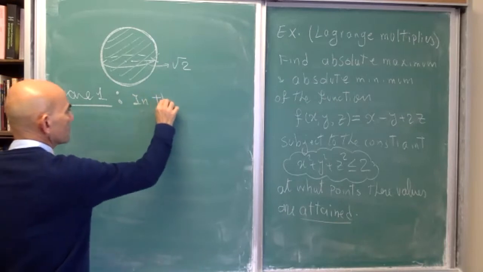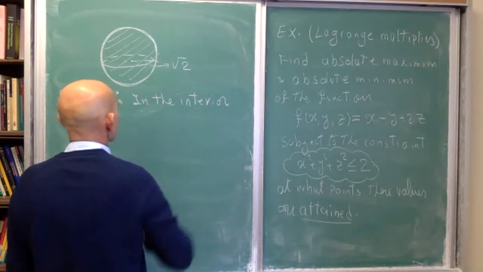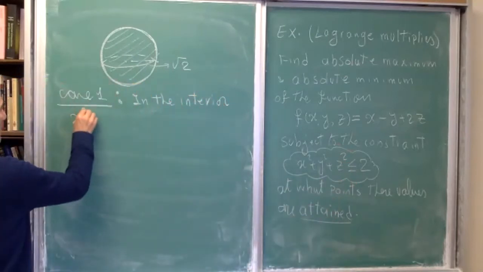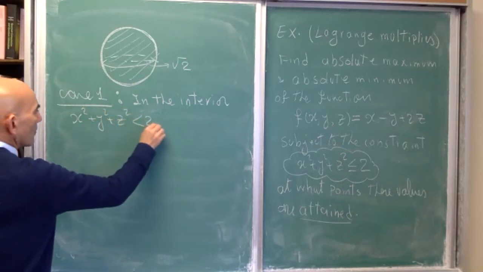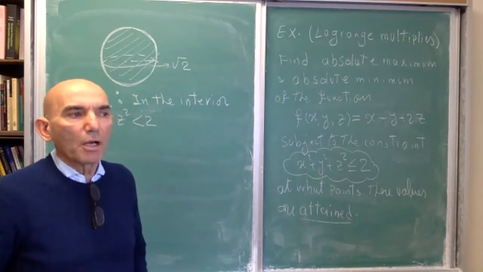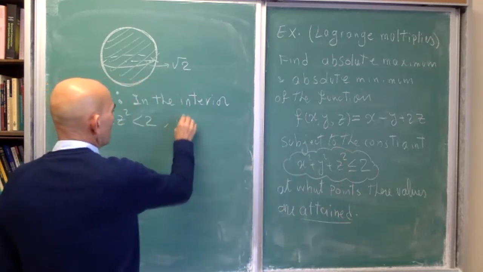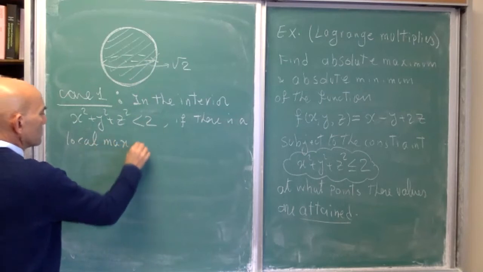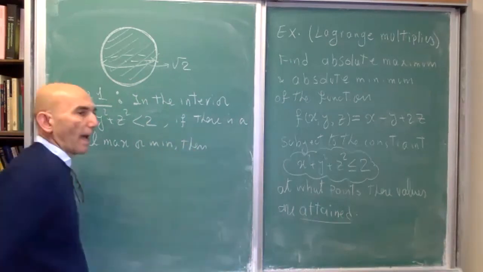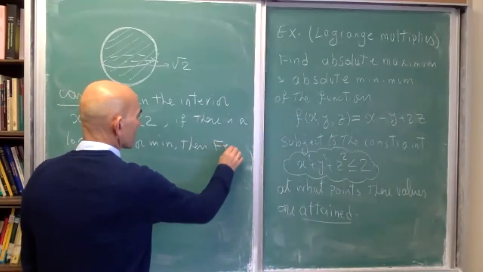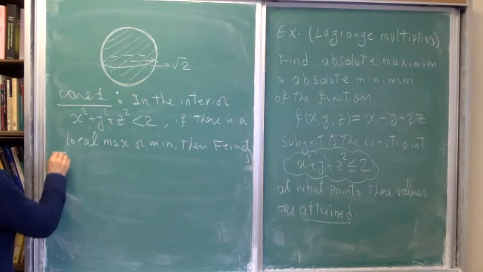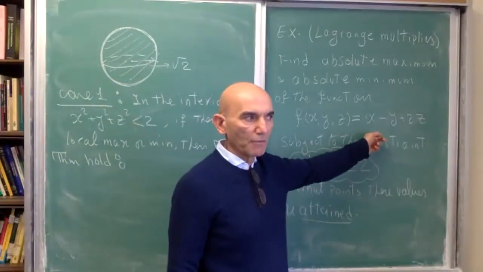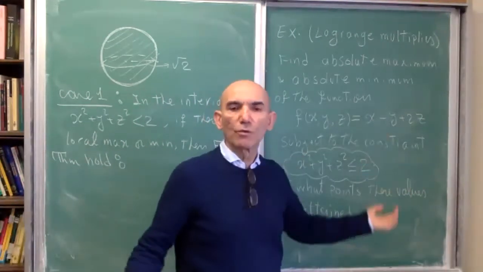In the interior, so interior really means x² + y² + z² less than 2. Okay, so in the interior, if we have a local maximum or minimum, let alone absolute, then at that point Fermat's theorem holds. Okay, so what does it mean? It means that we have to take partial derivatives of this function with respect to x, y, z, put them equal to zero, and solve the system of equations. Let's do that.